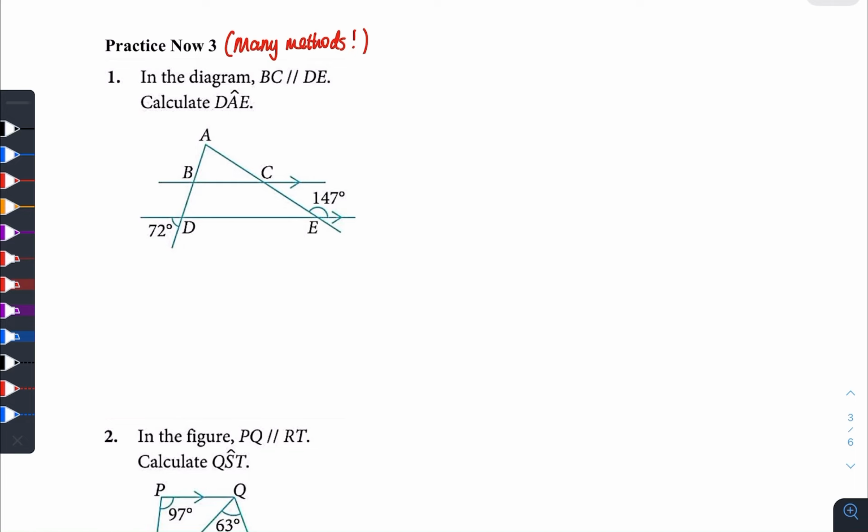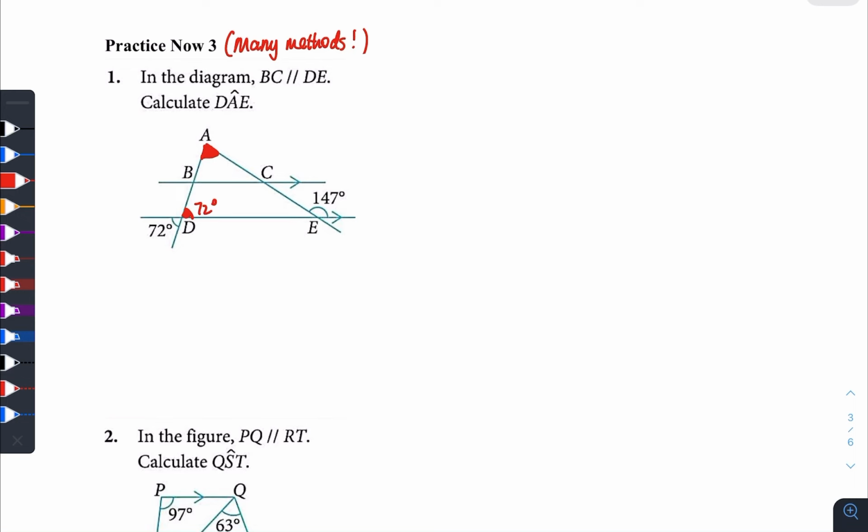There are many methods for this, because when we have parallel lines, we have many methods to do this, and we are interested to calculate angle DAE. So the angle DAE is actually over here, this angle that we want. Now these being parallel lines, there's many things that we can do. The first thing we can look at is based on this 72, you have a corresponding angle 72 over here. You can also do a vertically opposite 72 over here.